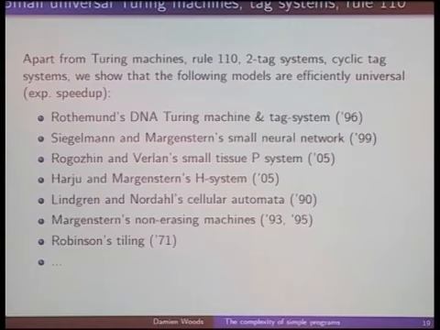Because these systems are intuitively very simple, they're a good candidate for use in proofs where you want to show that other systems are universal. So if you invent some DNA Turing machine or some small neural network or some of these other things, then you might look to the area of small Turing machines, tag systems, or Rule 110, or some other simple model to show that your new model is universal. So all of these systems simulate some of the things up here. So by showing the things up here efficiently universal, we get that these other systems are also efficiently universal.